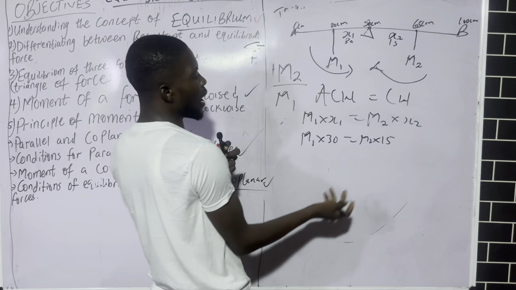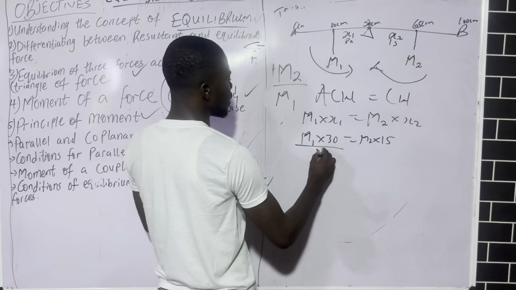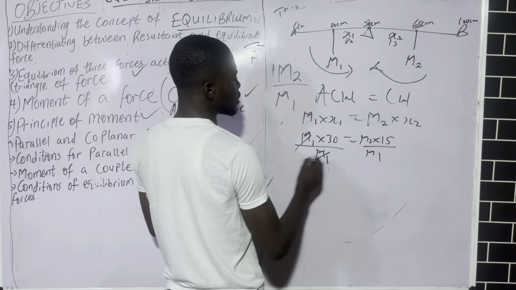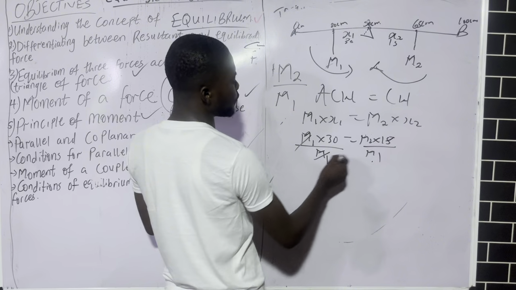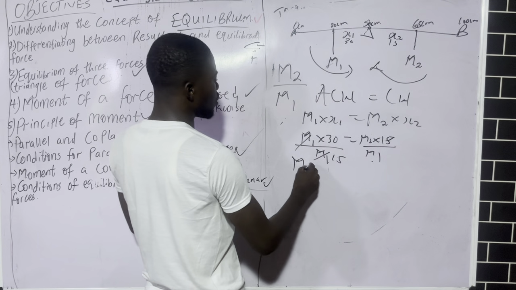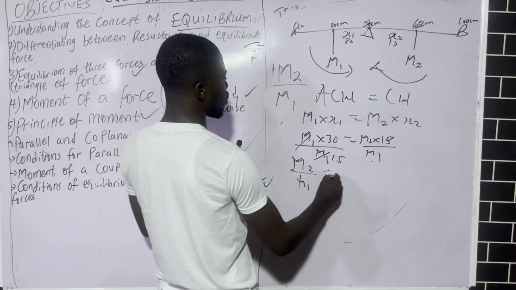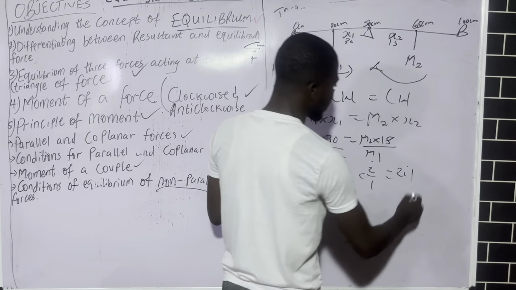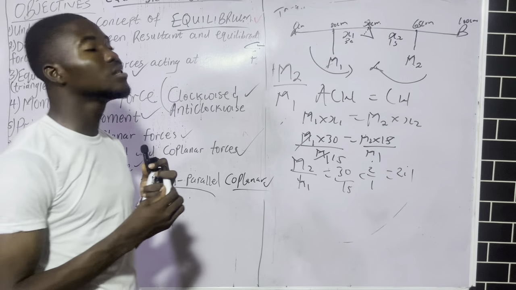I'm looking for M2 over M1, right? So divide both sides by M1. This will cancel this. So we have M2 over M1. Then we'll divide both sides by 15. So we have M2 over M1 is equal to 30 over 15. That's 2 over 1. The ratio is 2:1. As easy as that. Is this thing even difficult?